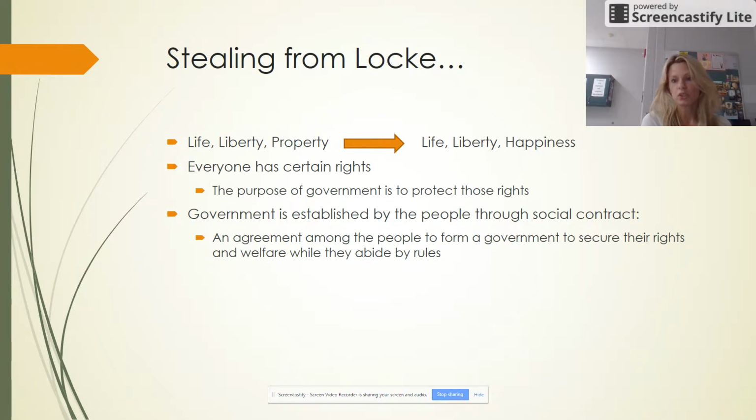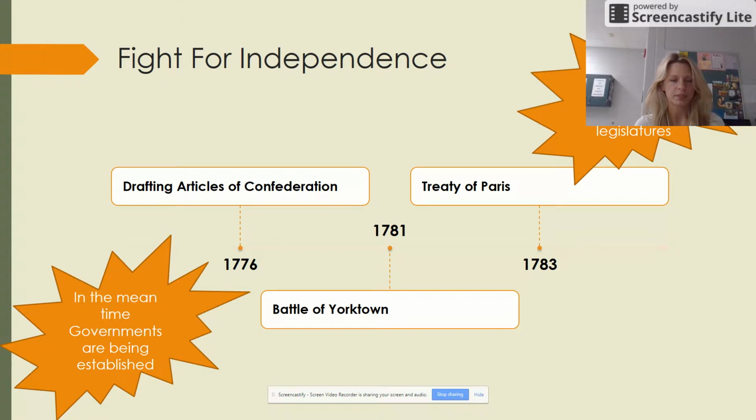Government is established through this social contract, and power is given to it from the people. So we have a republic, a representative democracy, or whatever you want to call it. The power comes from the people, and this is an agreement that the people are allowed to form a government to secure their rights and the welfare, and then in return, they will abide by the rules.